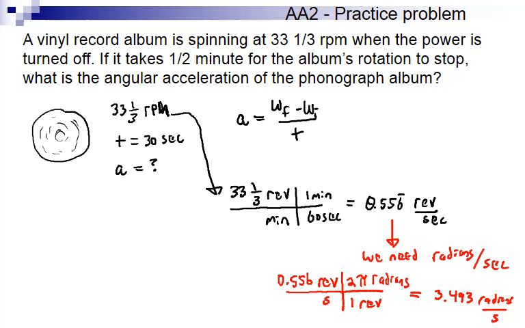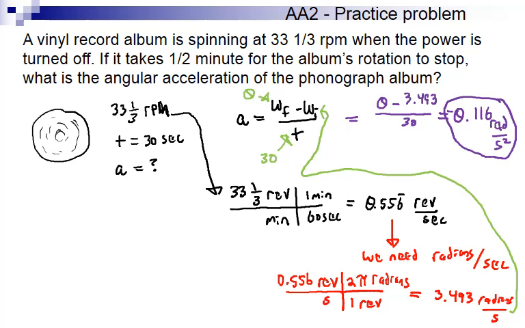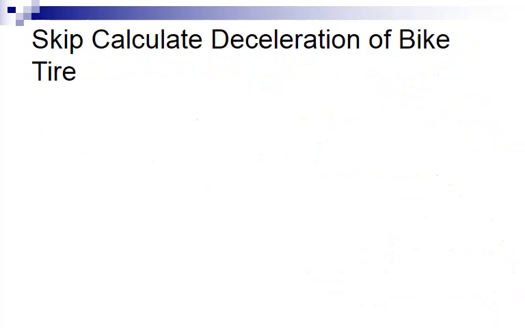And once we have that, it's pretty straightforward. We know the final angular speed is 0. We know the initial angular speed. We know the time. So the acceleration is 0.116 radians per second squared, and that's how quickly it's slowing down. And it's negative, if you notice that as well right here, because it's decelerating.